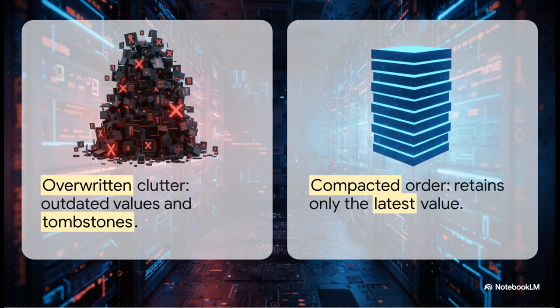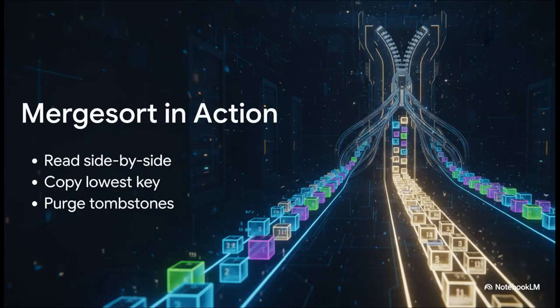So, to stop our hard drives from filling up with all this outdated junk, the database runs background compaction. It merges segments together, keeps only the absolute most recent value, purges the tombstones, and leaves us with beautiful, compacted order. And the way it pulls this off is practically magic. It uses the classic merge-sort algorithm.